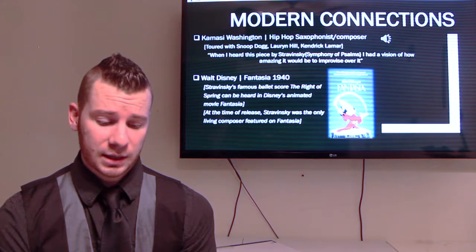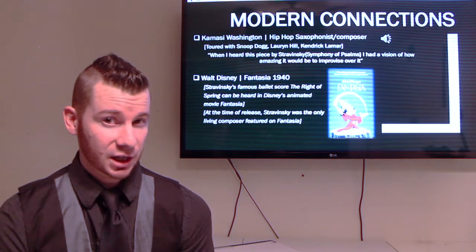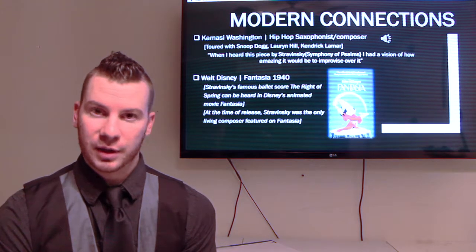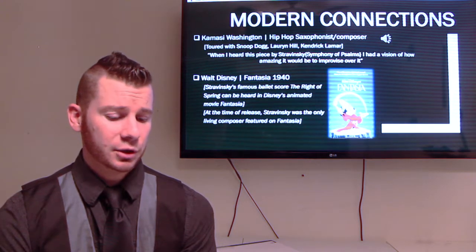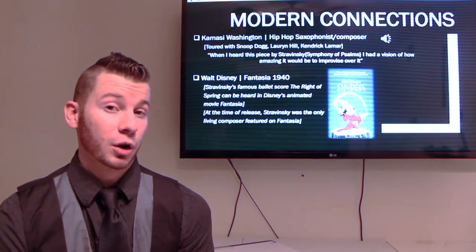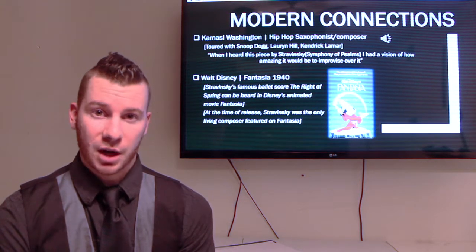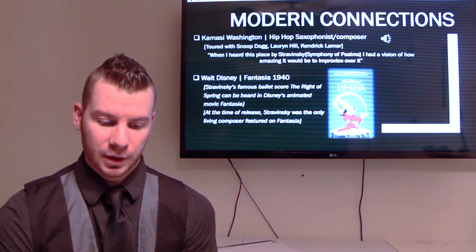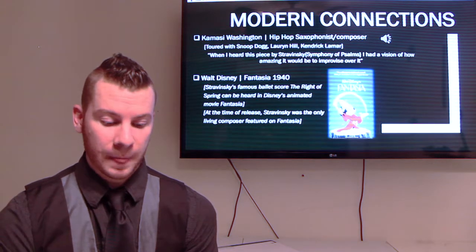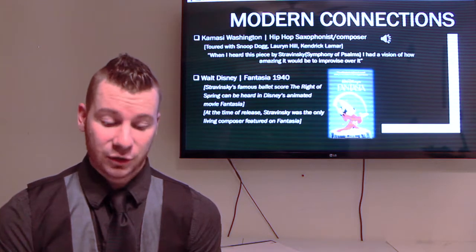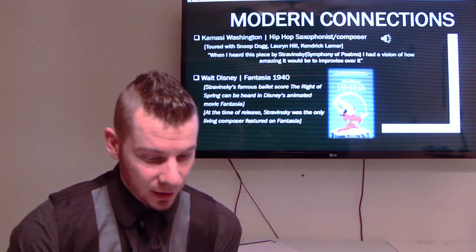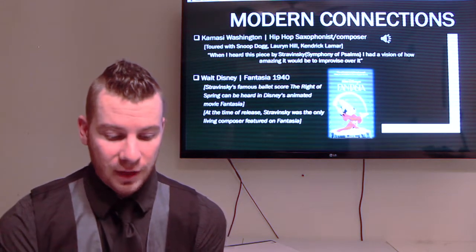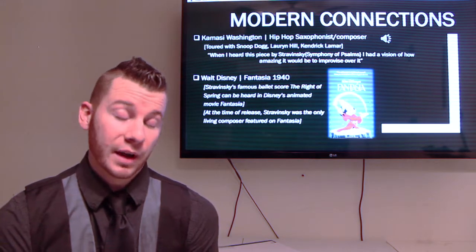So a couple modern connections. Kamasi Washington is a hip-hop saxophonist and composer. Many people may not know his name, but you may have heard his works before. He toured with Snoop Dogg, Lauryn Hill, and Kendrick Lamar, common hip hop artists in today's society. So here's a quote from Kamasi Washington. He's referring to Stravinsky here. He said, "When I heard this piece by Stravinsky, referring to the Symphony of Psalms, I had a vision of how amazing it would be to improvise over it."